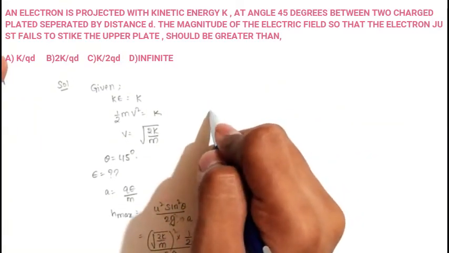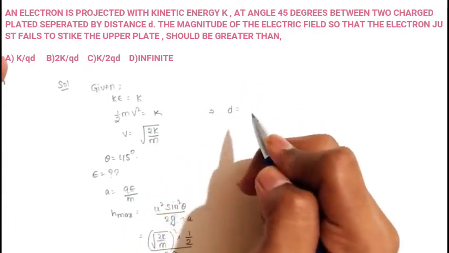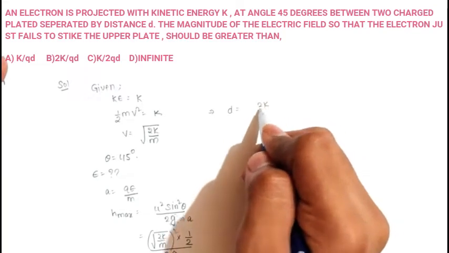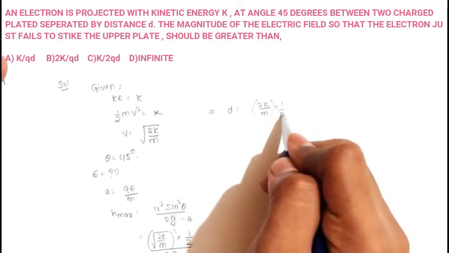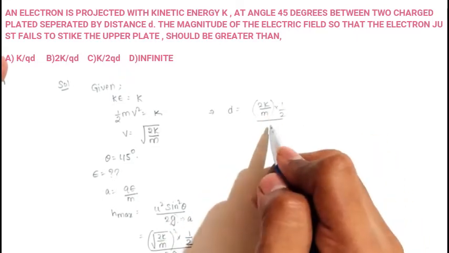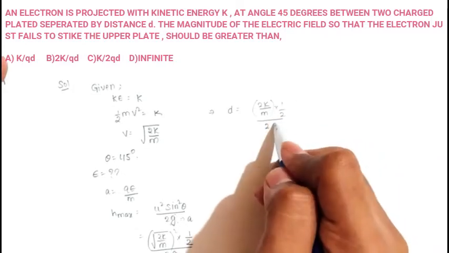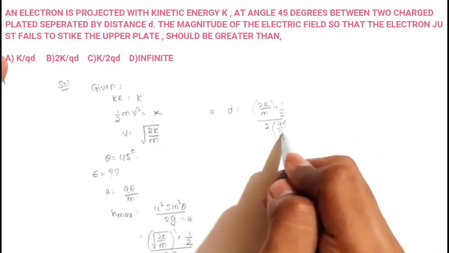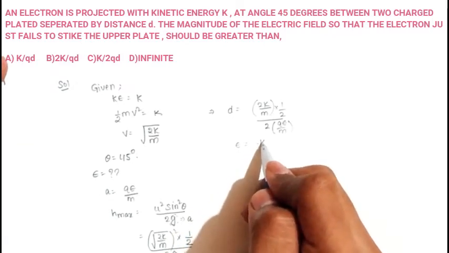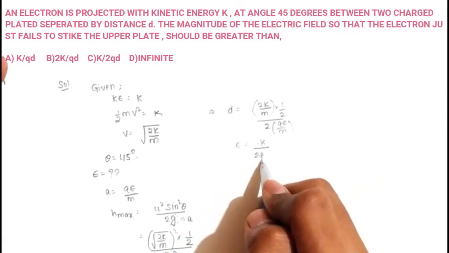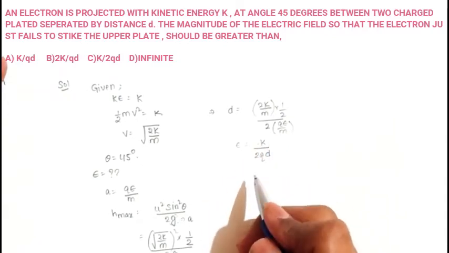Now H max, that is D, equals 2k by m into 1 by 2 divided by 2 into a, that is QE by m. So E equals K by 2QD. So option C will be the right answer.